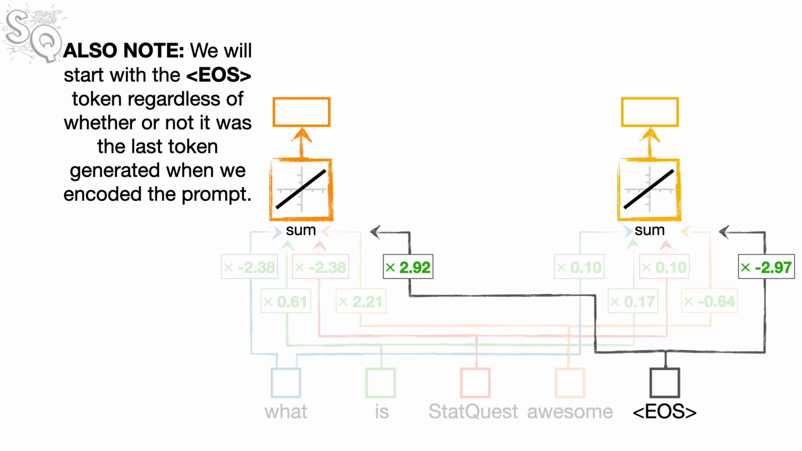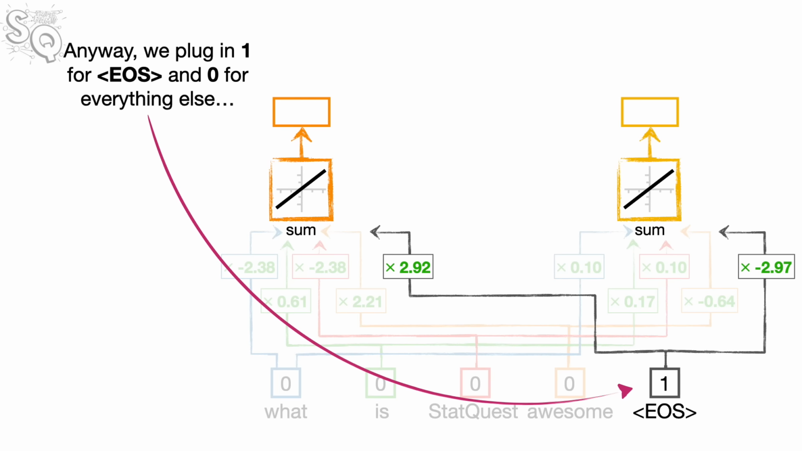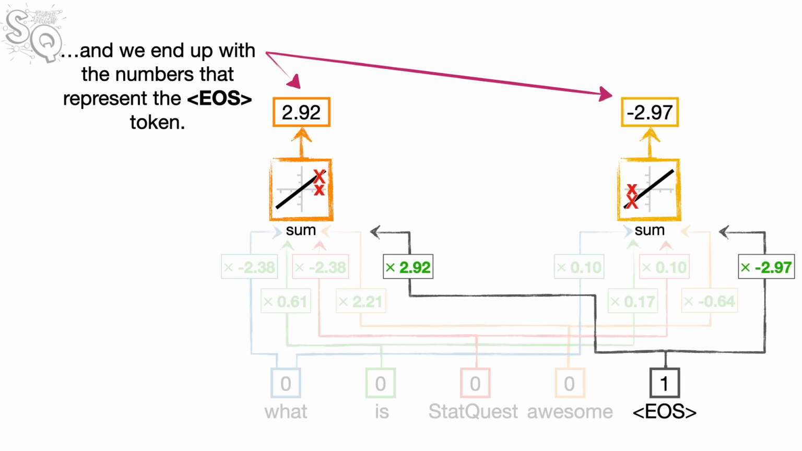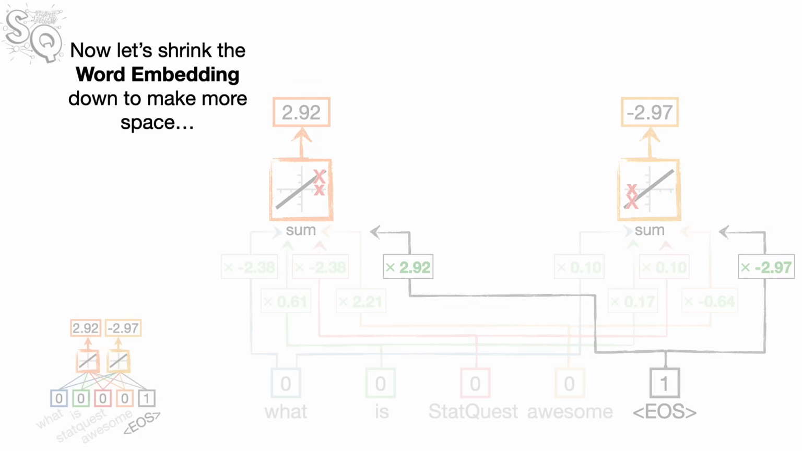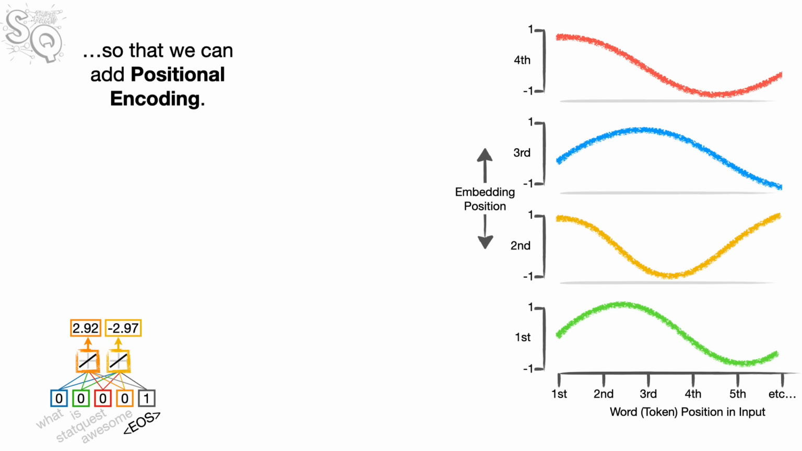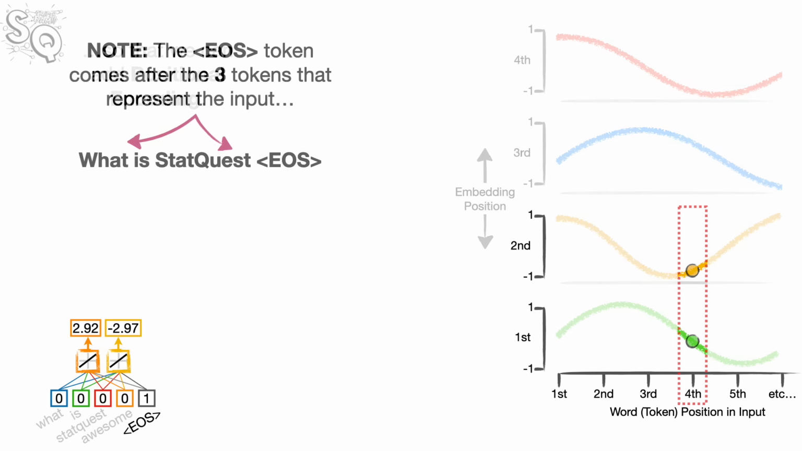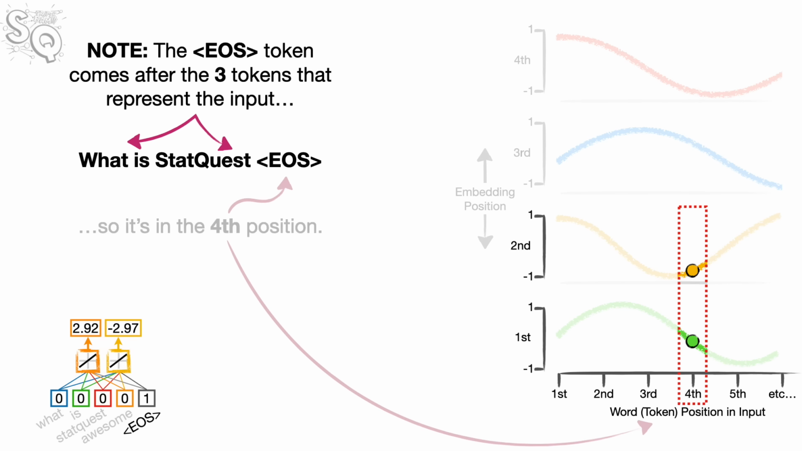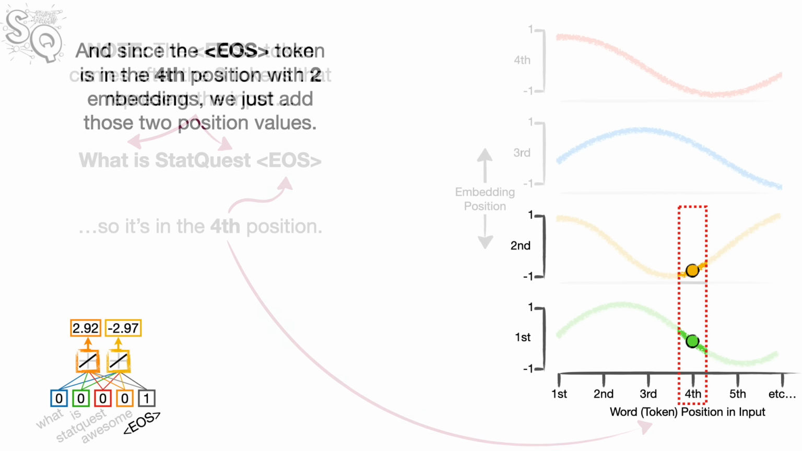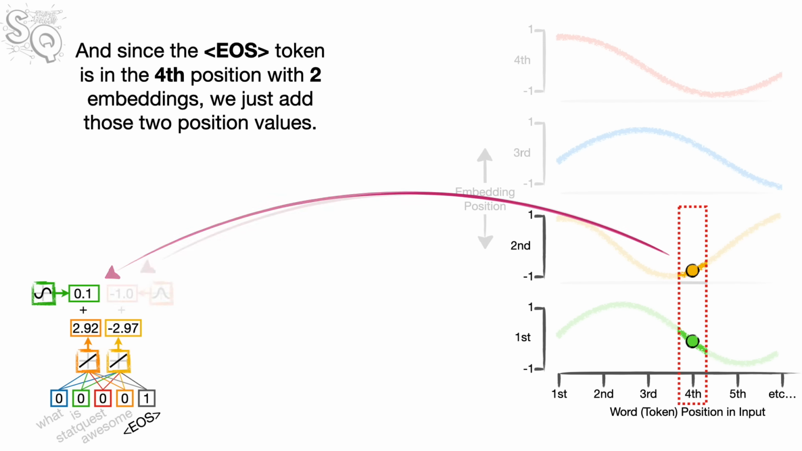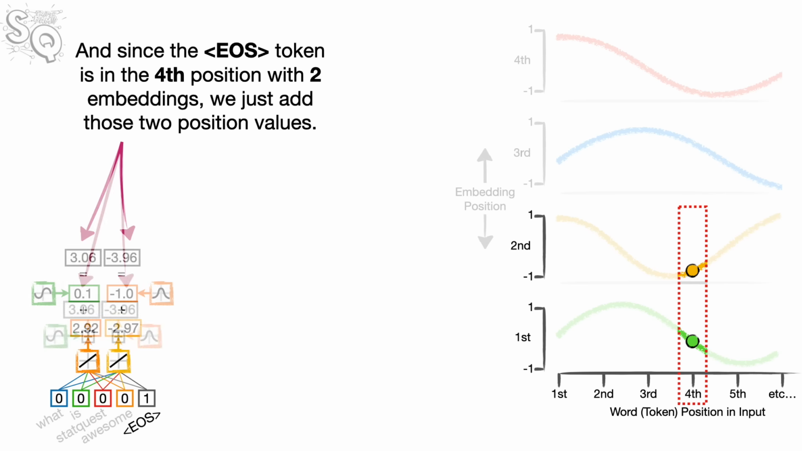Also note, we will start with the EOS token regardless of whether or not it was the last token generated when we encoded the prompt. Anyway, we plug in 1 for EOS and 0 for everything else, and we end up with the numbers that represent the EOS token. Now let's shrink the word embedding down to make more space so that we can add positional encoding. Note, the EOS token comes after the 3 tokens that represent the input, so it's in the 4th position. And since the EOS token is in the 4th position with 2 embeddings, we just add those 2 position values.